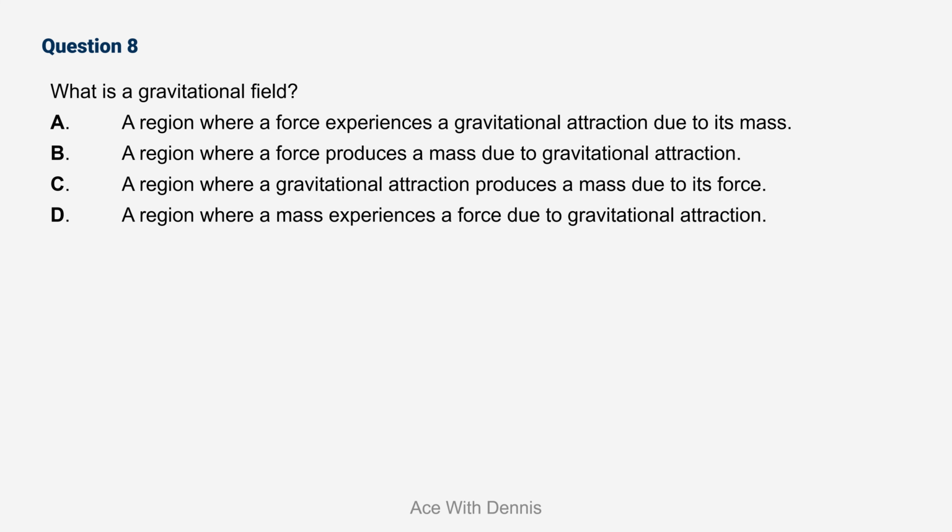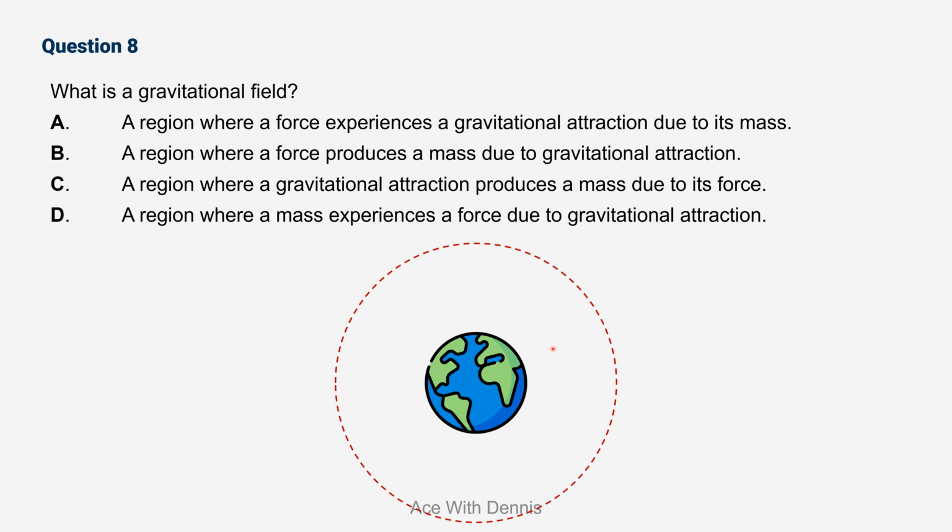So this is a very textbook based question. Okay, so where is the gravitational field? It is the region where any mass or any object within this field, whether it is further away from the Earth or very close to the Earth, as long as they have mass, all of them will be attracted towards the center of the Earth. Okay, so this region will be the gravitational field. So by definition, it is a region where a mass experiences a force due to gravitational attraction. So the answer is D.